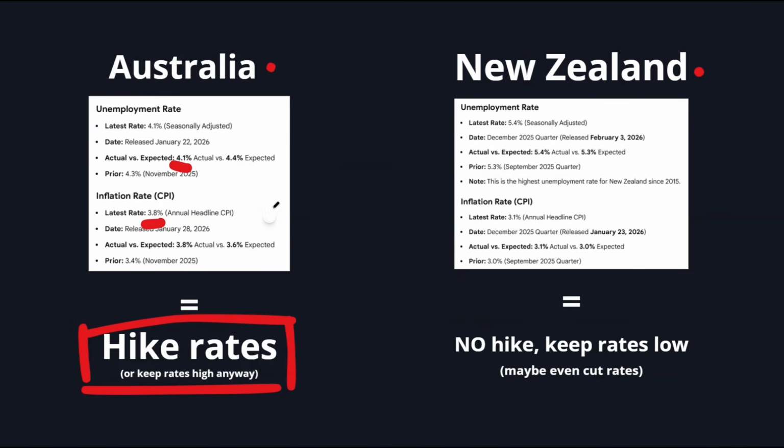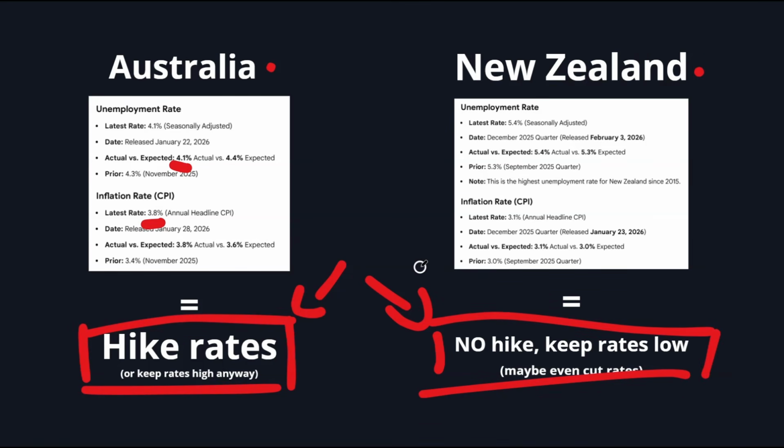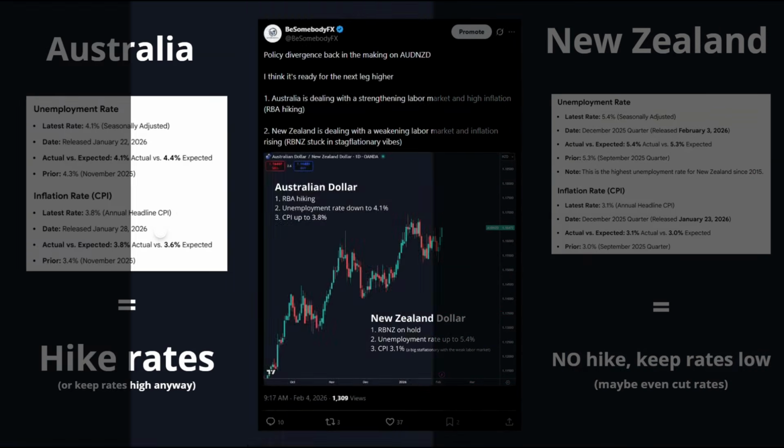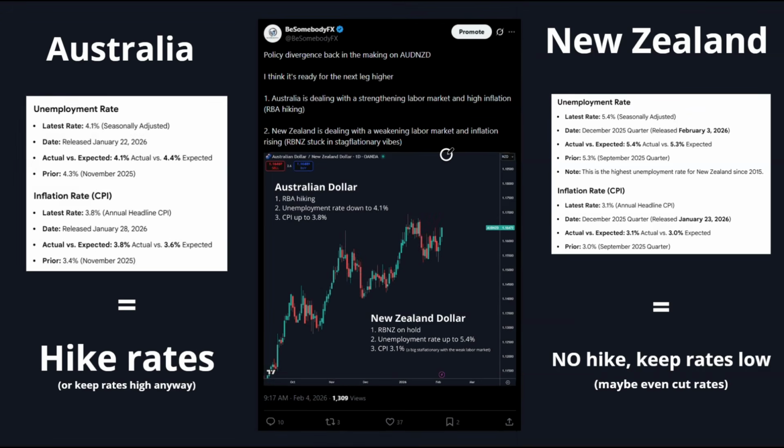So Australia, strong and tight, likely to hike. New Zealand, weak and hesitant, likely to keep rates low, maybe even potentially cut rates. But we don't know exactly. But we know that at least they're gonna keep rates low and definitely they're not gonna hike yet. In other words, while the Reserve Bank of Australia was being forced to hike, the RBNZ was being forced to be cautious. And so at this point, markets began to realize Australia would likely maintain tighter conditions longer than New Zealand.